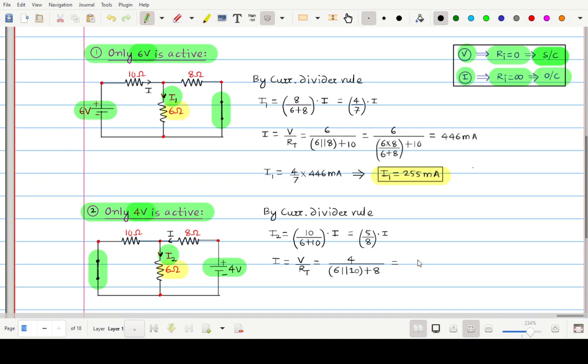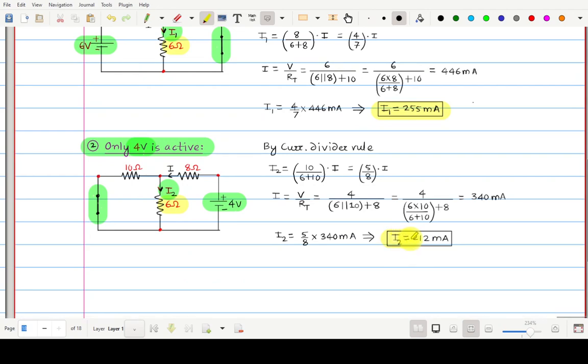Now calculate this, and you will get 340 milliampere as total current. Now put this in the above equation. We will get the value of I2 like this. So friends, your I2 comes out to be 212 milliampere. Now this is the current due to 4 volt only. So we have got both currents, due to 6 volt and due to 4 volt. Now we will do their algebraic addition like this.